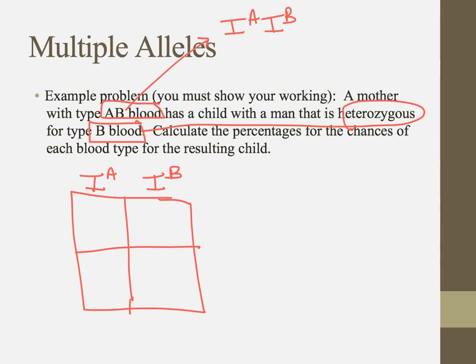All right, the dad is heterozygous for type B. Heterozygous means they have to both be different, so two B alleles is off the table. His genotype has to be one for a B and one for the O. That's the only way to have two different alleles and still end up with type B blood. So half of his sperm are going to have the allele for type B blood and half are going to have the allele for type O. So let's do our crosses here.